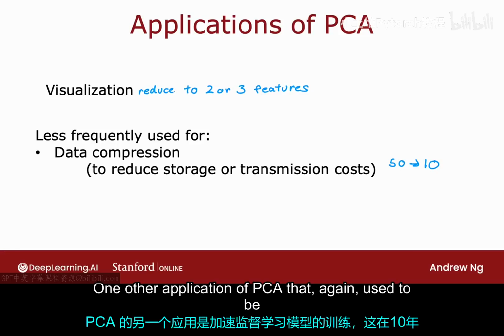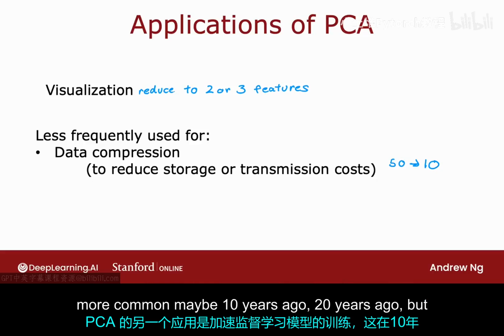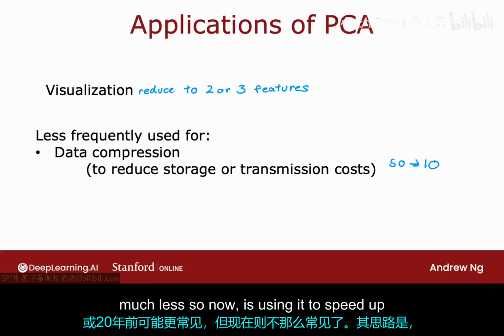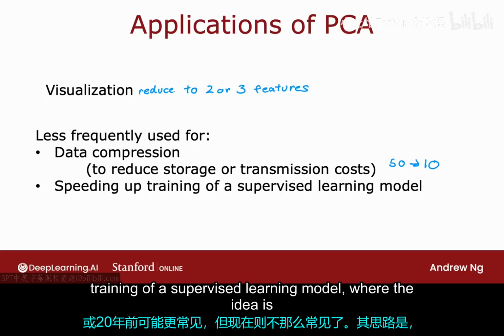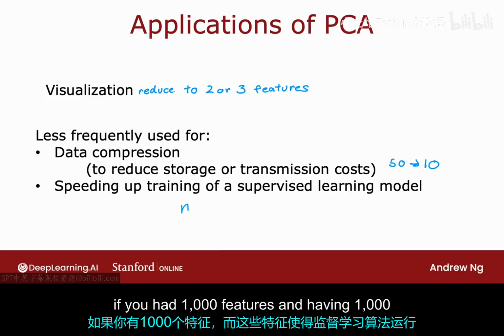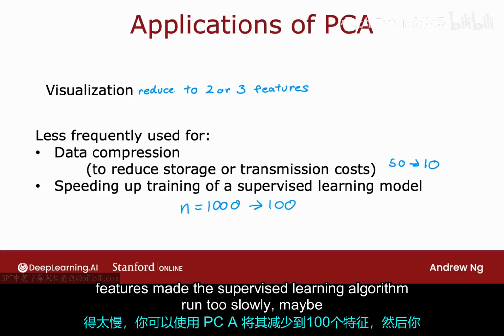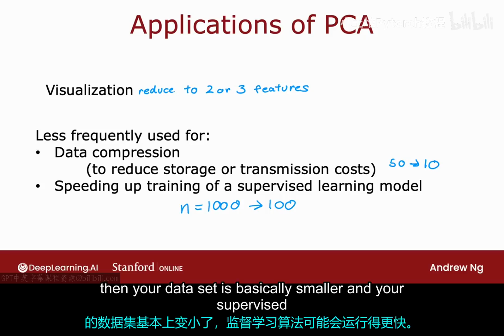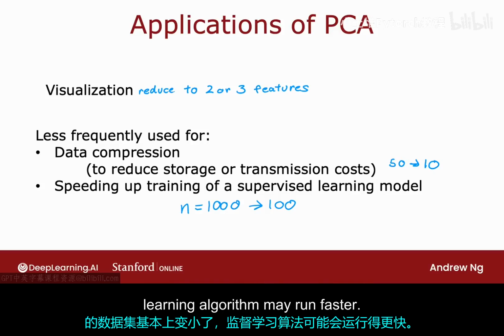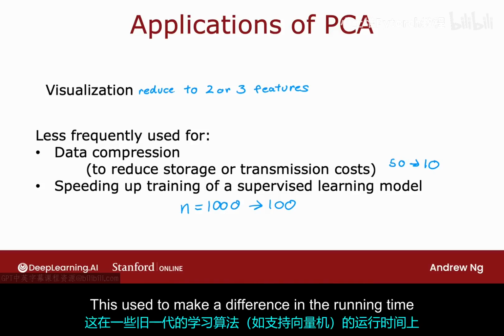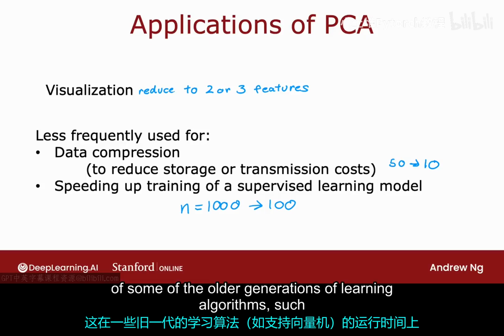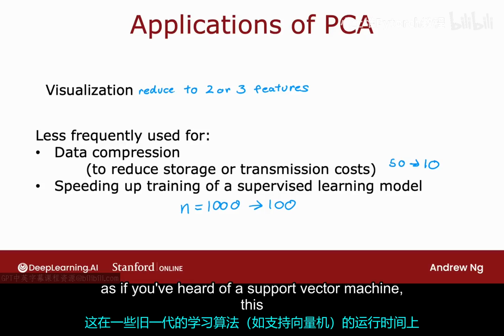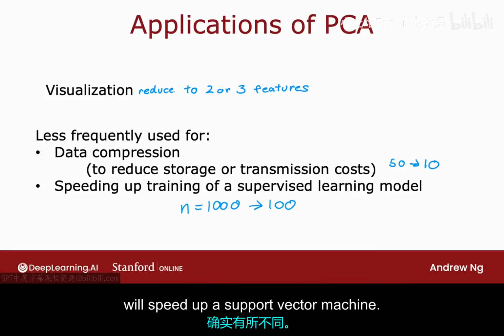One of the applications of PCA that, again, used to be more common maybe 10 years ago, 20 years ago, but much less so now, is using it to speed up training of a supervised learning model, where the idea is if you had 1,000 features and having 1,000 features made the supervised learning algorithm run too slowly, maybe you can reduce it to 100 features using PCA, and then your data set is basically smaller and your supervised learning algorithm may run faster. This used to make a difference in the running time of some of the older generations of learning algorithms, such as if you've heard of a support vector machine, this will speed up a support vector machine.